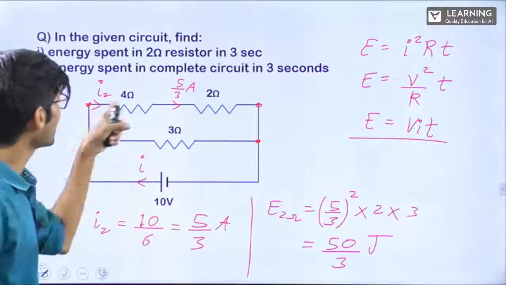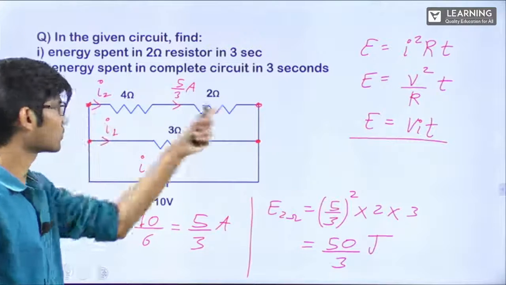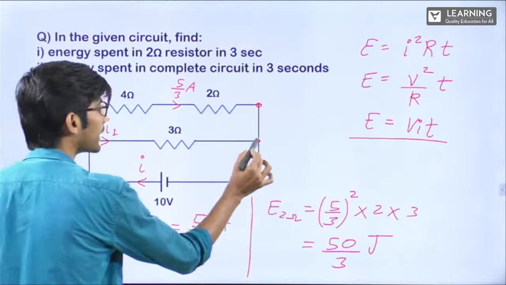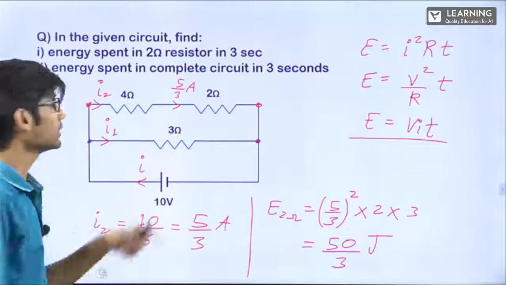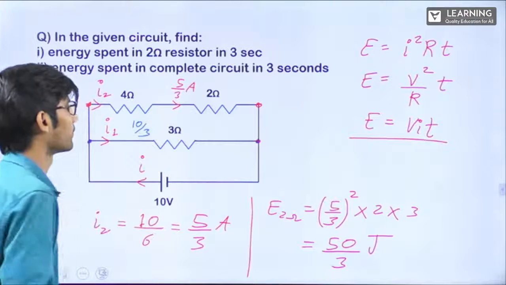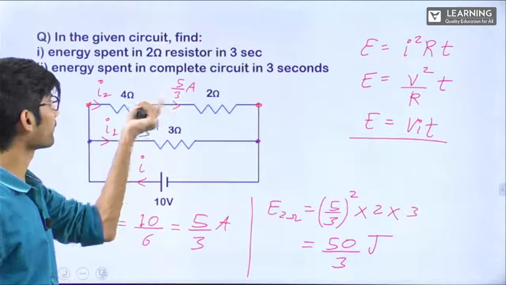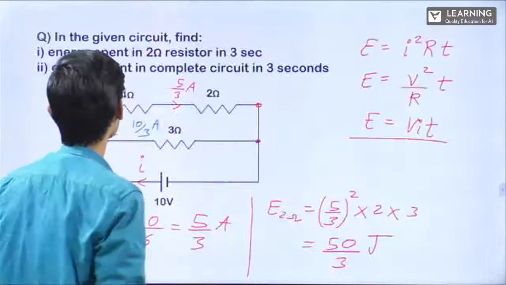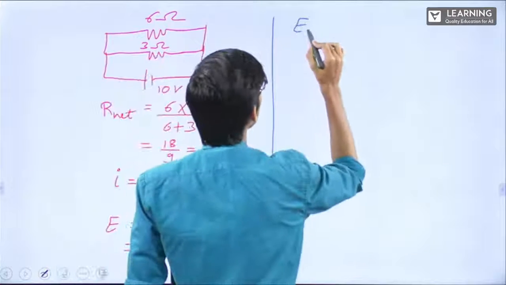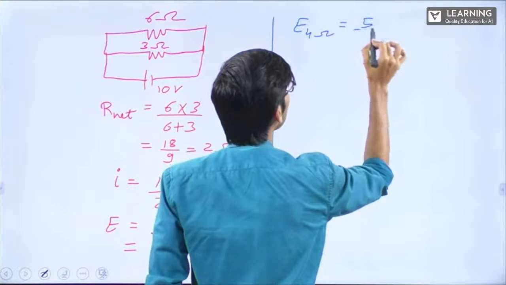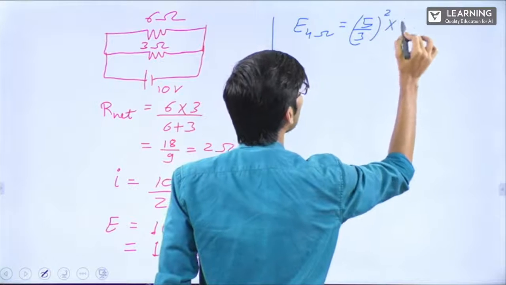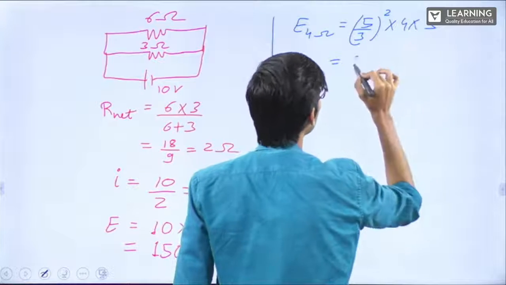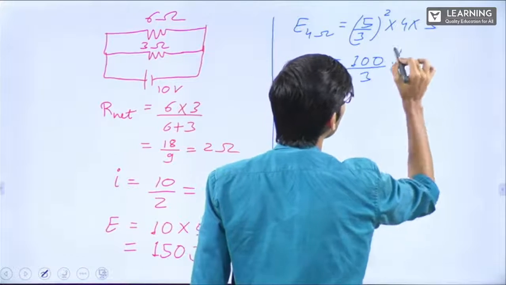See here. Here the current is 5 by 3 ampere in both of these resistors. In this resistor, how much will be the current? The potential difference across this is 10. Resistance is 3, so current will be 10 by 3 ampere. See, 5 by 3, see here, I'm just showing you. Energy spent in 4 ohm: 5 by 3 whole square into 4 into time. 5 5s are 25, 4s are 100 by 3, because one 3 will be cancelled.